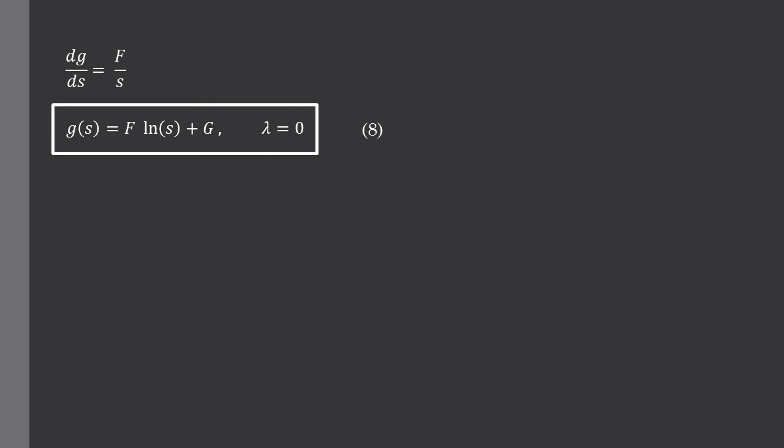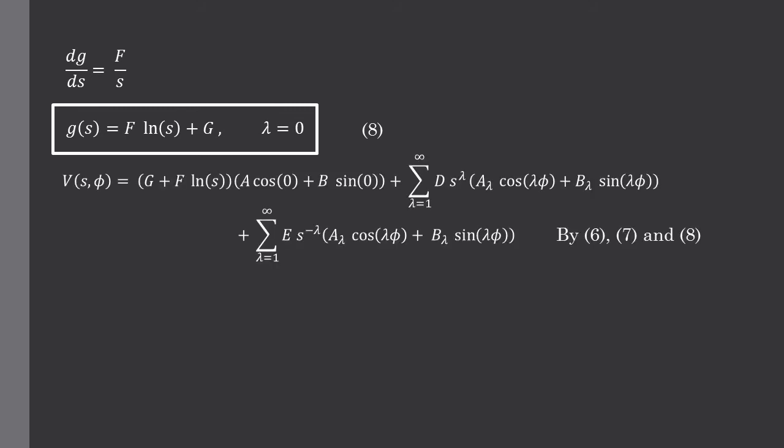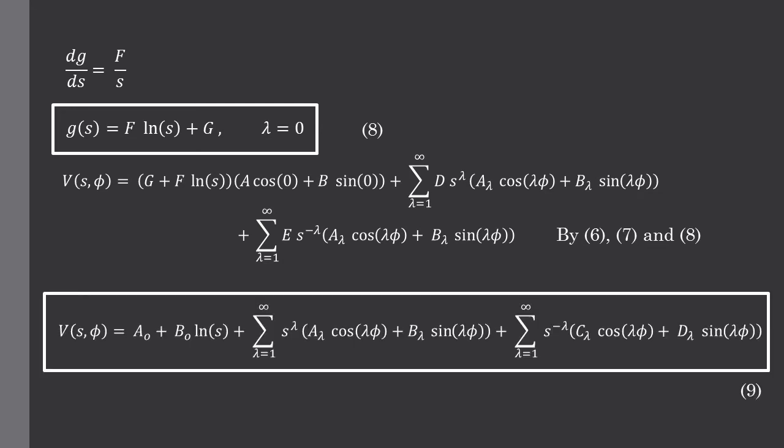So combining equations 6, 7, and 8, we can write the voltage by multiplying g of s times h of phi for every lambda value and adding them together. And that gives us this rather long equation. We have basically that a cos 0 plus b sin 0 is just a constant a, so we can multiply that into the g plus f, the natural log of s. We also have an infinite sum of d s sub lambda a sub lambda cos lambda phi plus b sub lambda sin lambda phi, but that d and that a sub lambda and b sub lambda are all constants, so we can multiply the d into the parentheses. And similarly, looking at the other infinite sum, we can multiply the e into the parentheses. And that reduces the number of arbitrary constants, so we will do that when we write our final general solution.